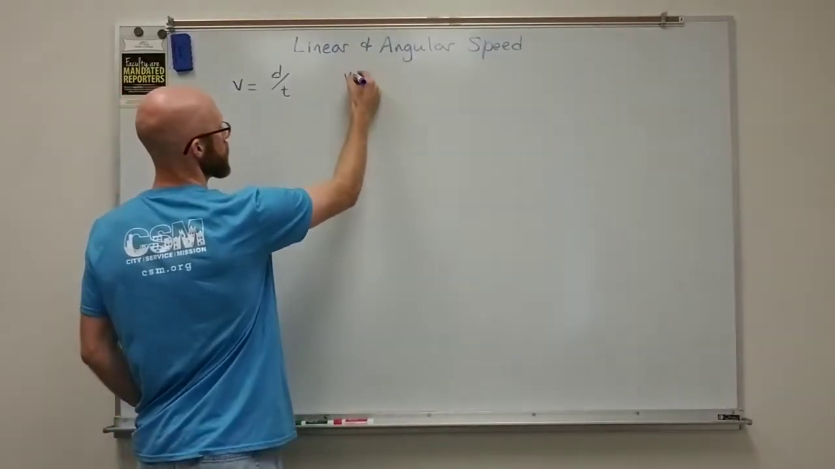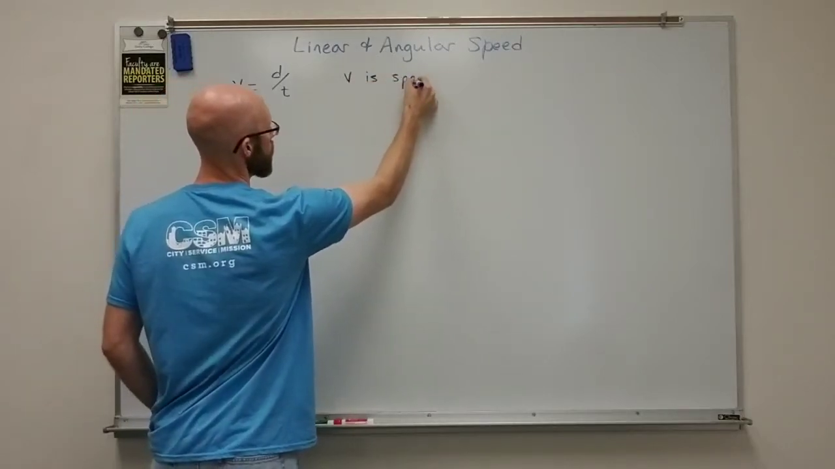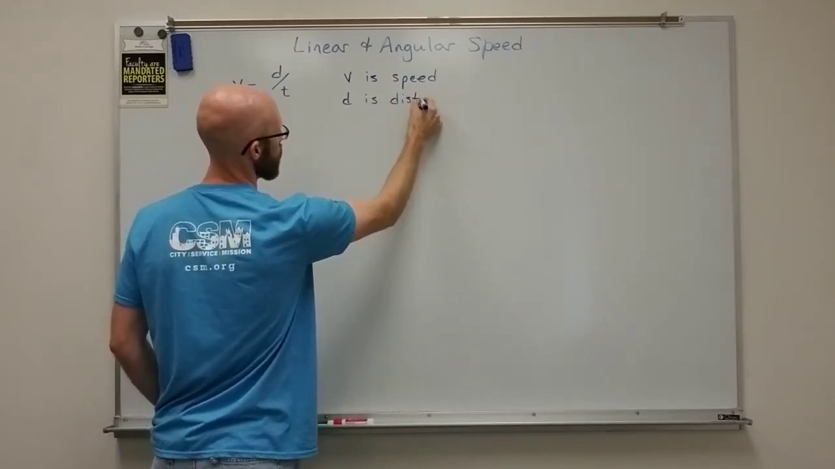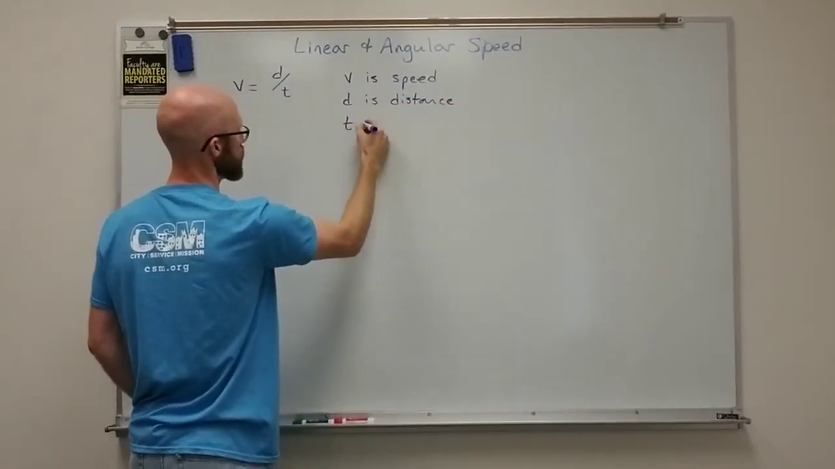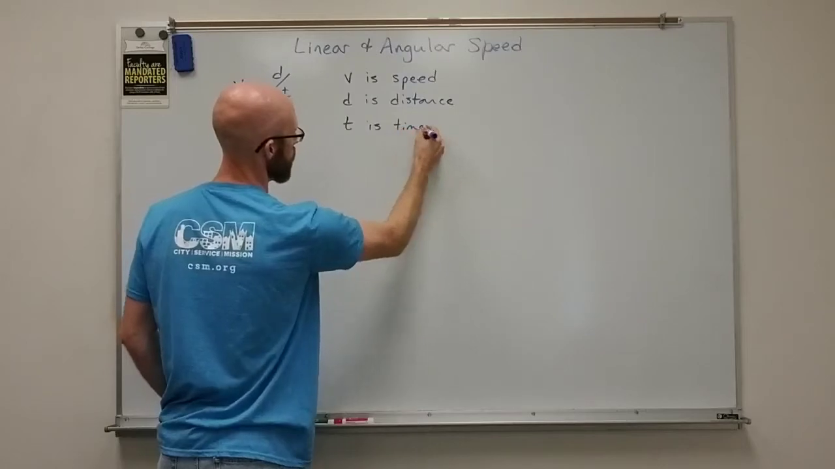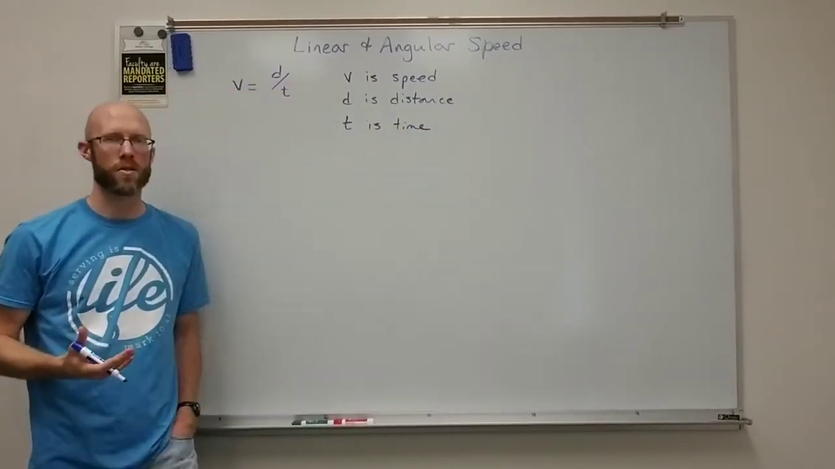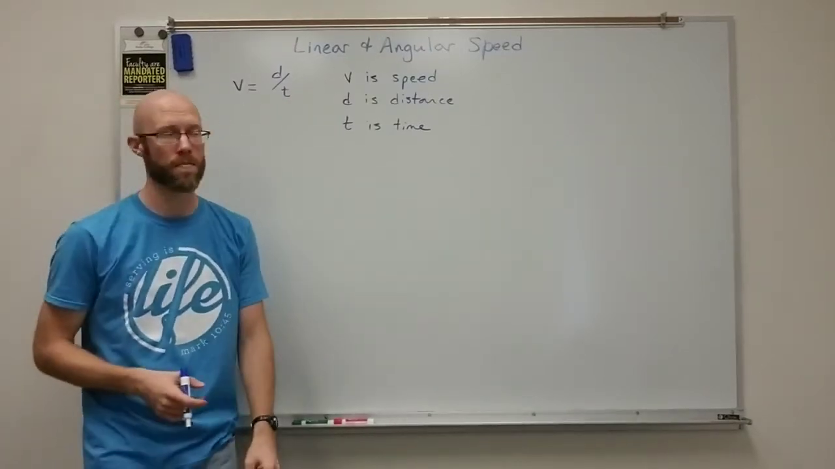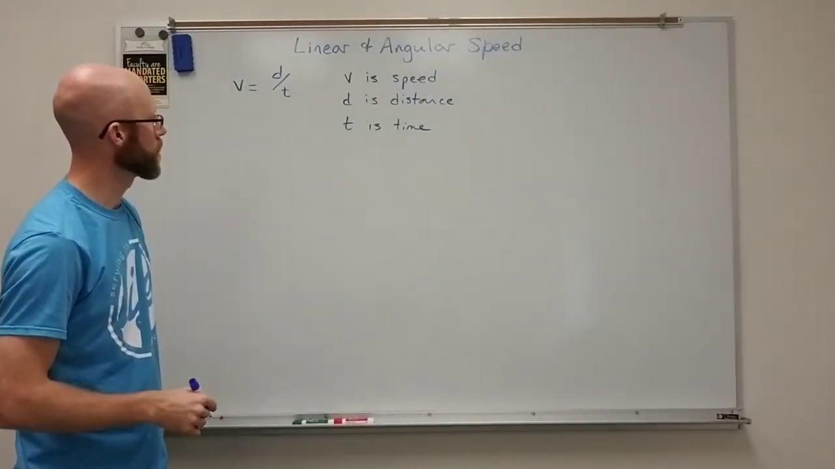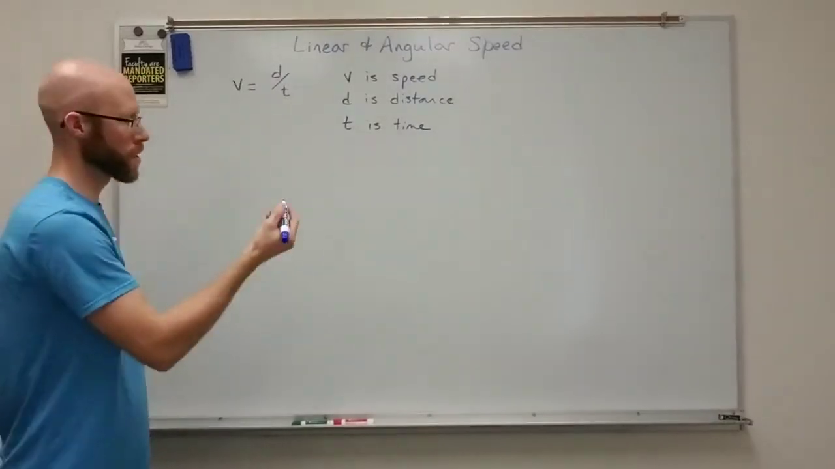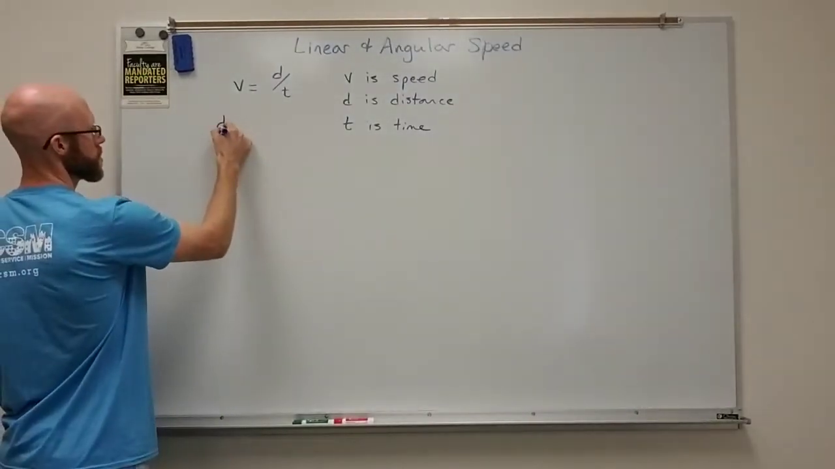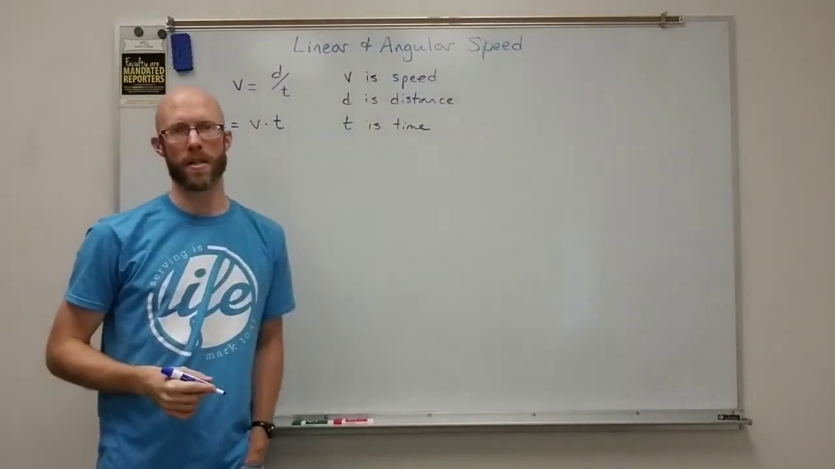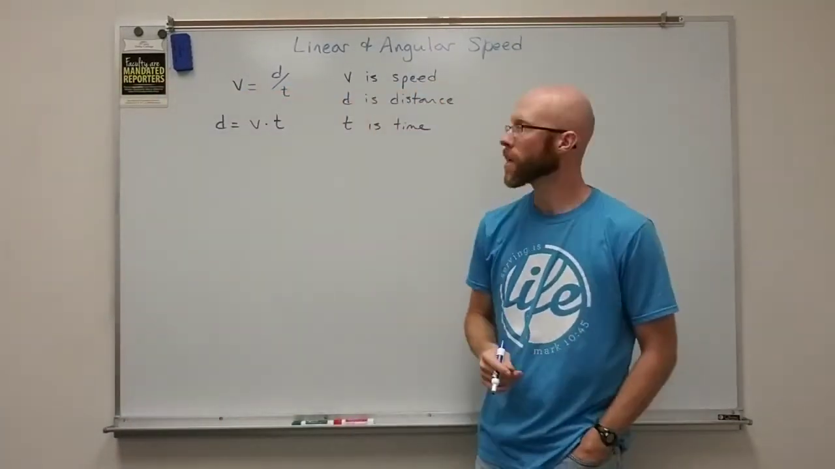So in this case, v is speed, d is distance, and t is time. Now, of course, the units on the distance and the time will determine the units on the speed. And a variation of this formula is that distance is equal to speed times time, right? If you multiply both sides by the denominator.